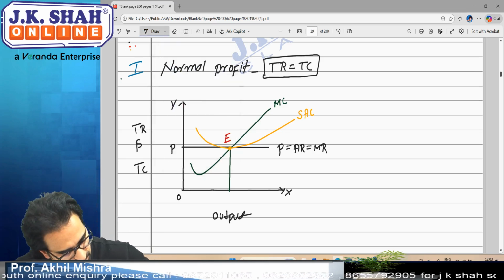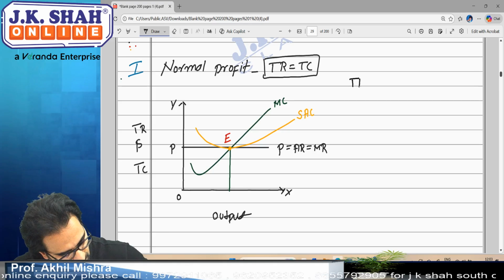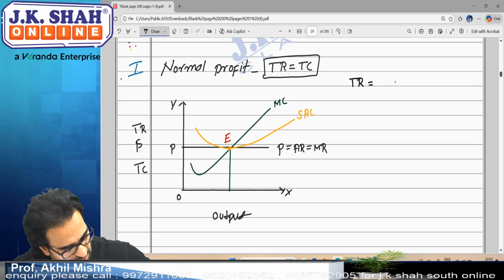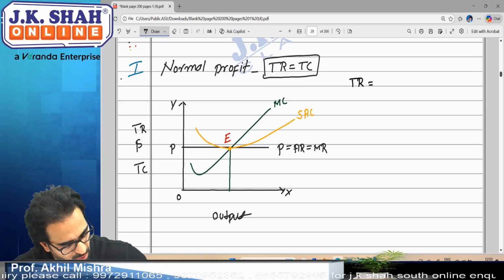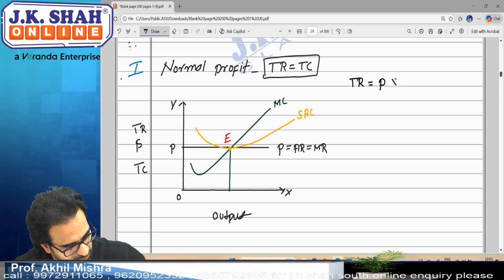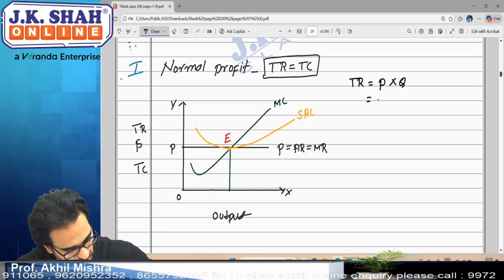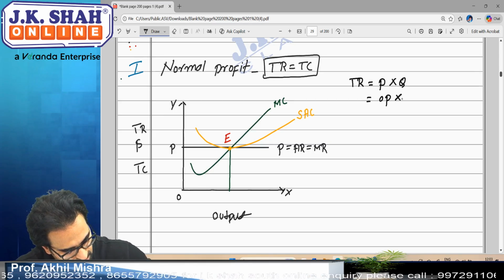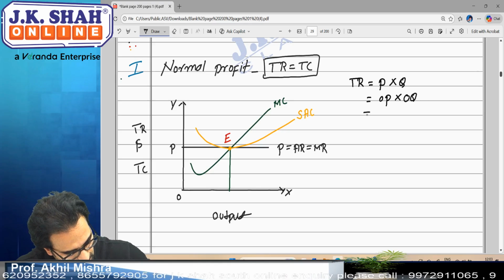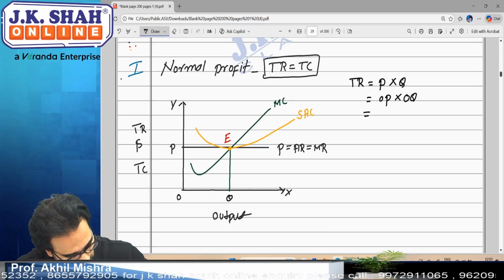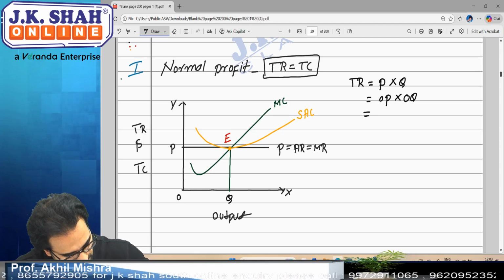So total revenue, what's the formula? To get normal profit we need to know total revenue and then total cost. Total revenue is P into Q. The price is OP, the quantity is OQ. If you multiply, going anticlockwise, OQEP. This is your total revenue.